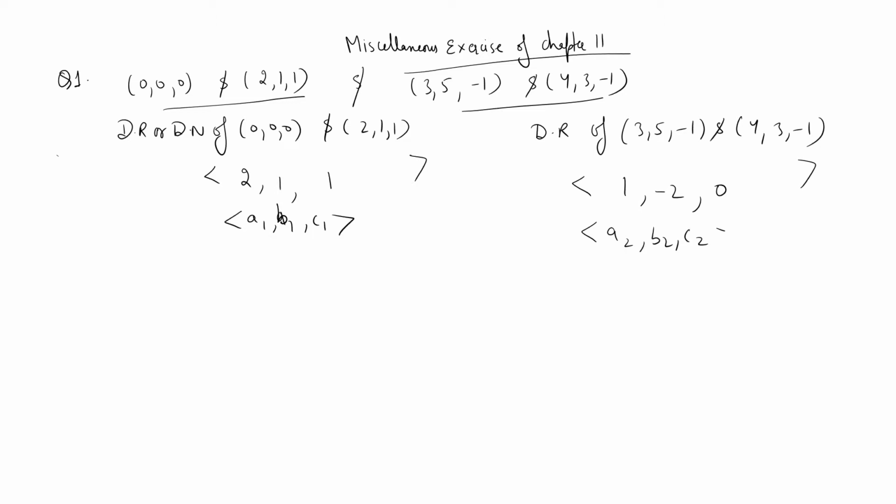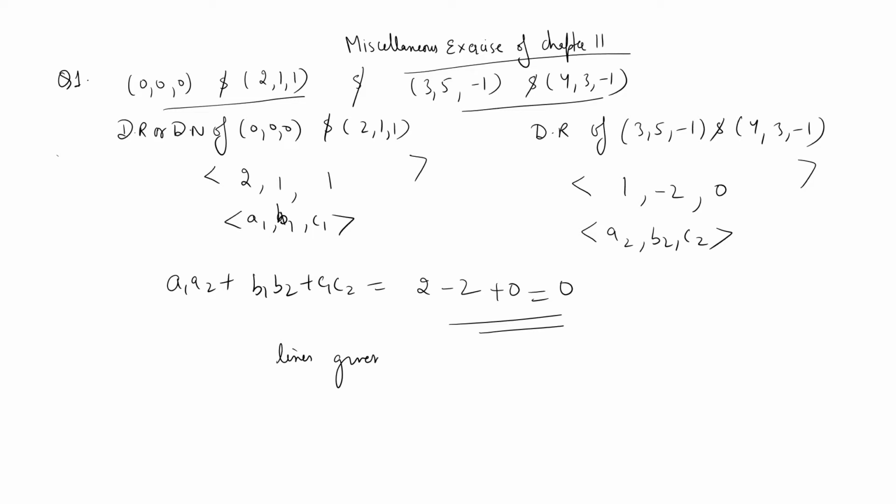As we know, we need to prove that the lines are perpendicular. So here we will check a1 a2 plus b1 b2 plus c1 c2. You get 2 into 1 is 2, 1 into -2 is -2, and 1 into 0 is 0. So this result turns out to be 0. That means that the lines given in this question are perpendicular.